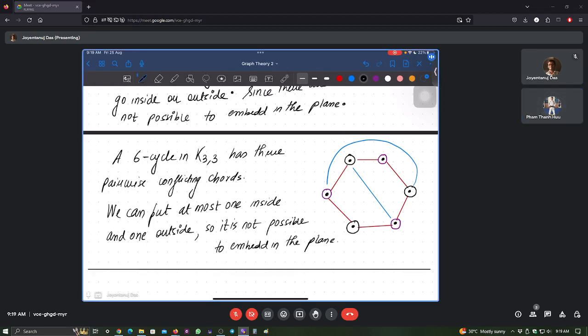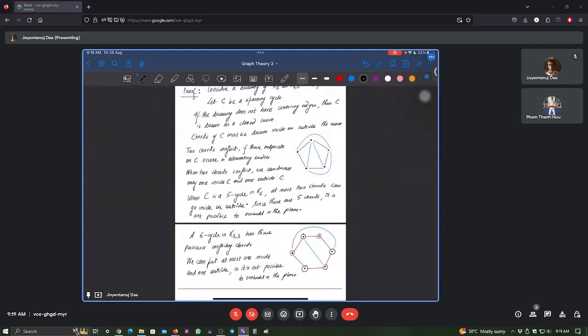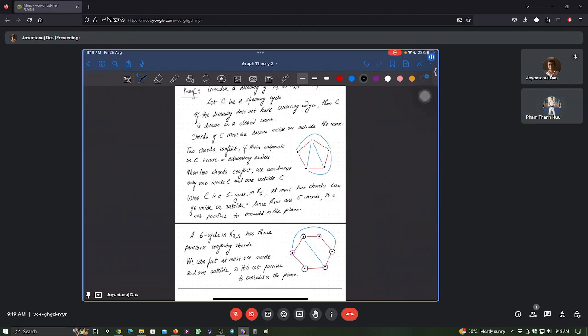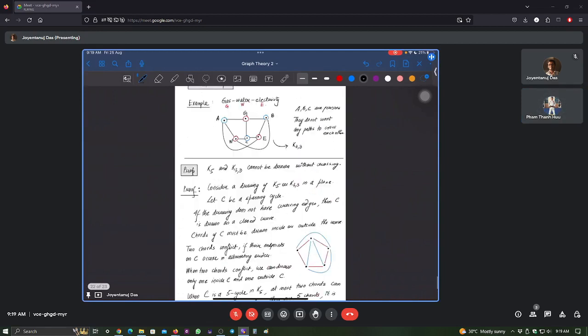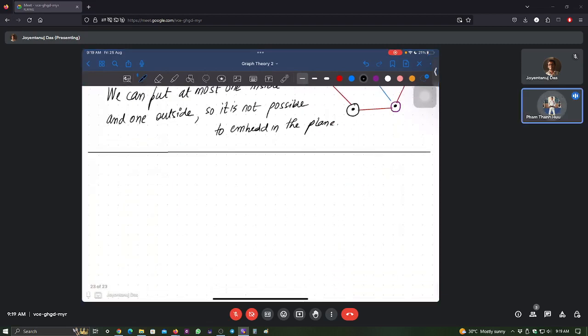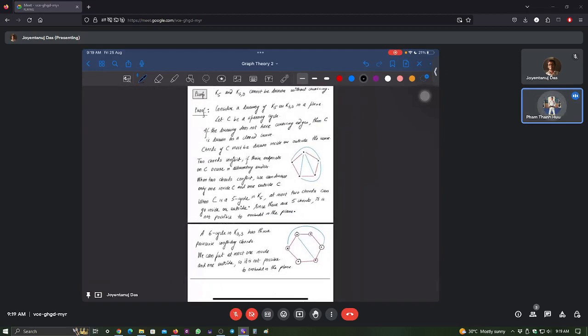So at least for these two structures, K33 and K5, we know that they are not planar, that you cannot embed them in a plane, right? Okay. So the next definition is... It's okay, we can close here.